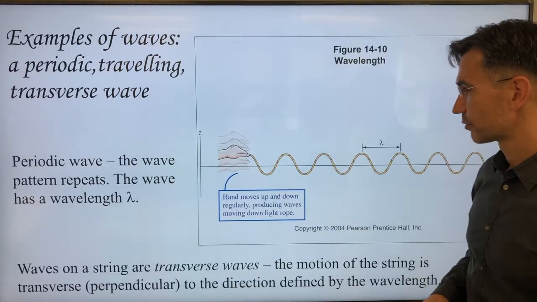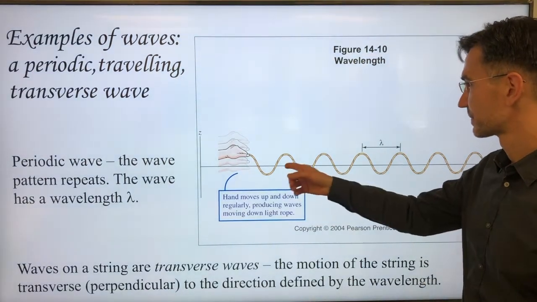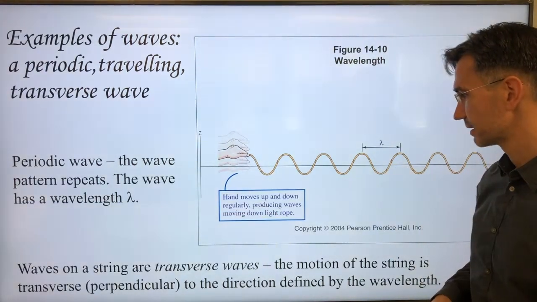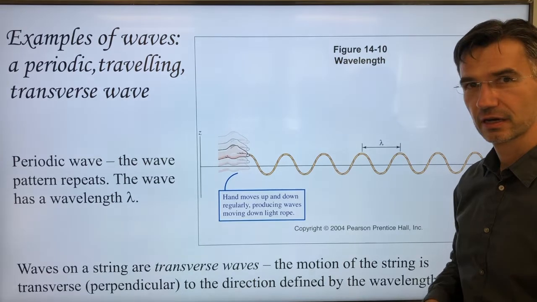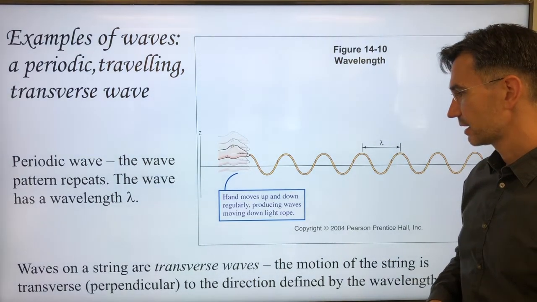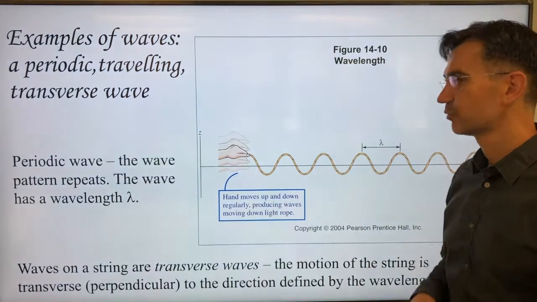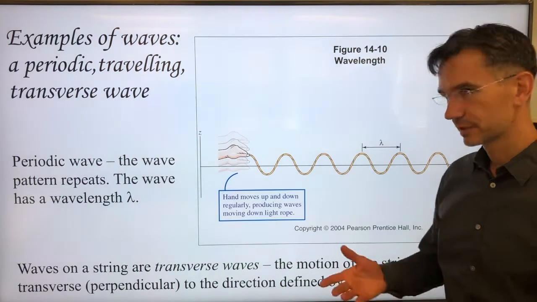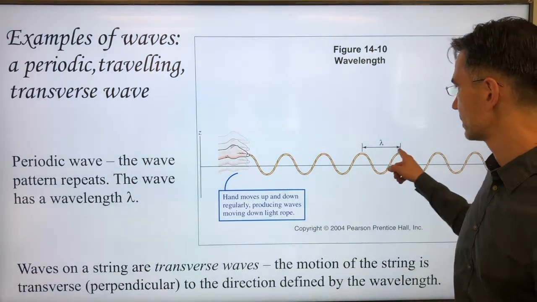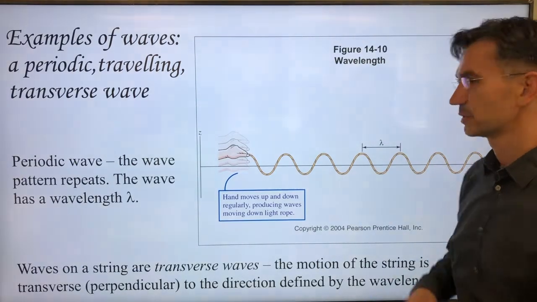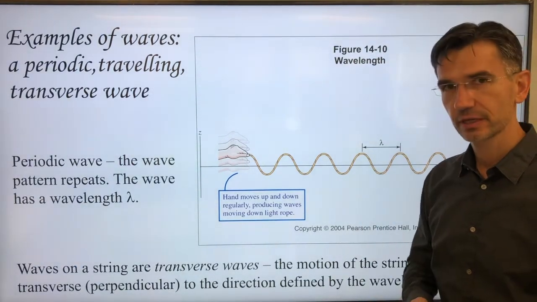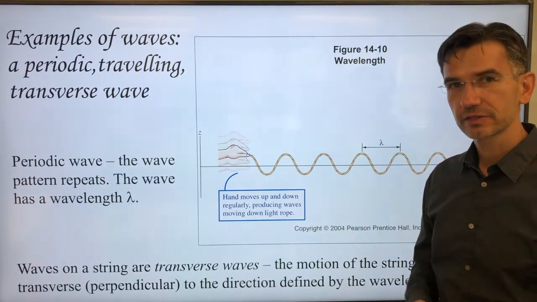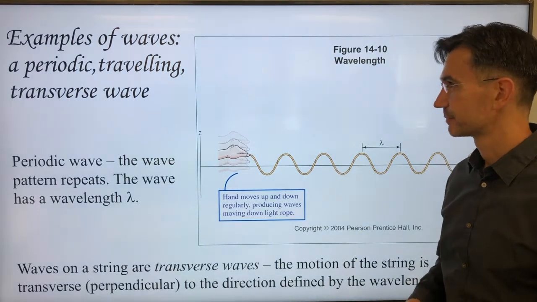So waves on a rope or on a string are called transverse waves. Transverse waves move energy along the direction of propagation, while the string itself will be moving perpendicular to the direction of propagation. So that's the definition of a transverse wave. And you can see you have the definition of wavelength here, which is the distance between two neighboring peaks. So again, a transverse wave is where the medium in which the wave propagates oscillates perpendicular to the direction of propagation.